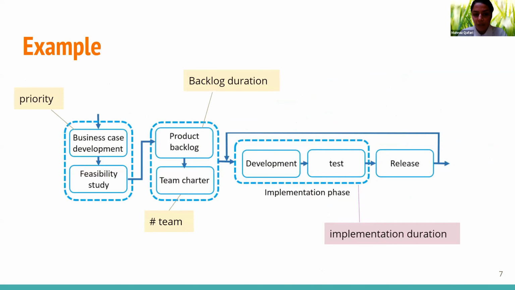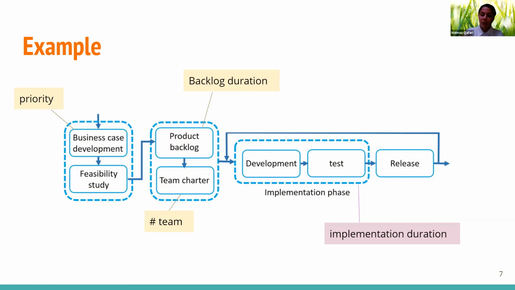Let's start with another example. We have a process that implements some software for its customers, and they are not happy with the implementation duration. By implementation duration, we mean the duration of two activities, development and test. And they think that these three attributes, priority, the duration of product backlog, and the number of people working on that project, have a causal effect on the implementation duration.